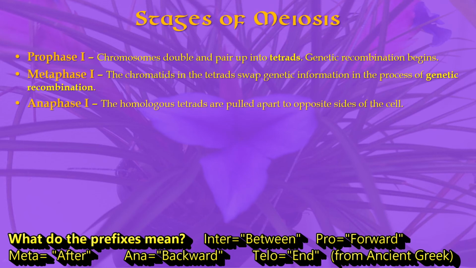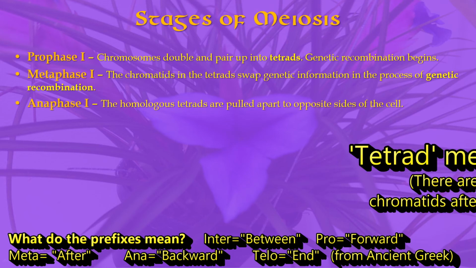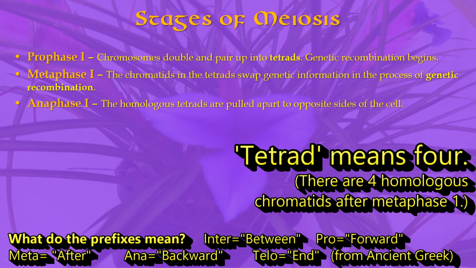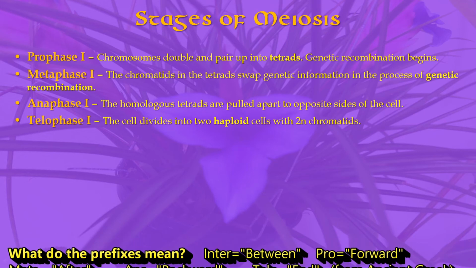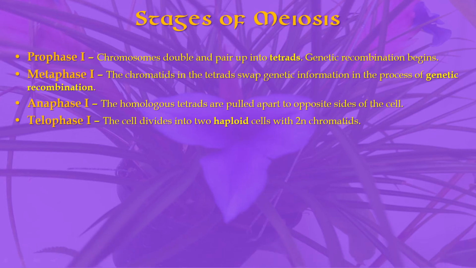In anaphase 1, the homologous tetrads are now pulled apart to opposite sides of the cell, and in telophase 1, you divide into two haploid cells with 2N chromatids. Remember, these are haploid cells because they have only N chromosomes, even though they have 2N chromatids.